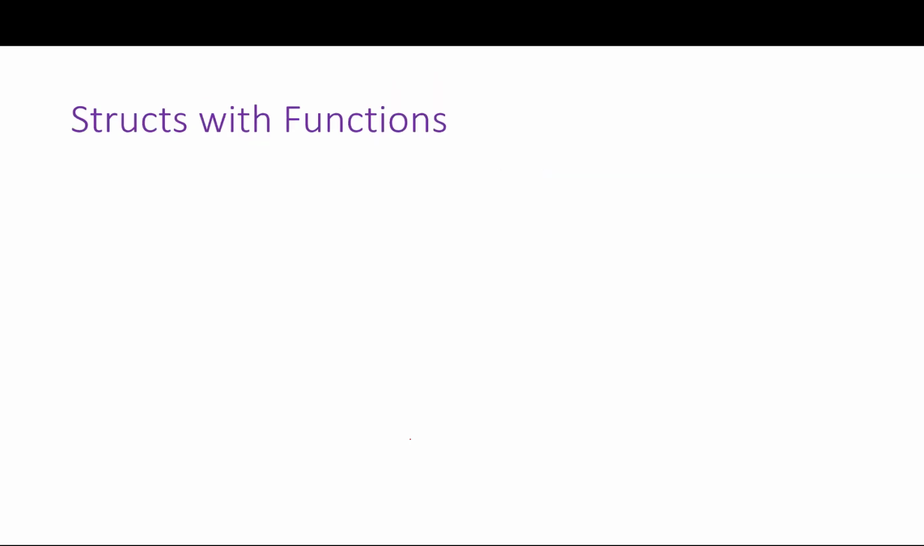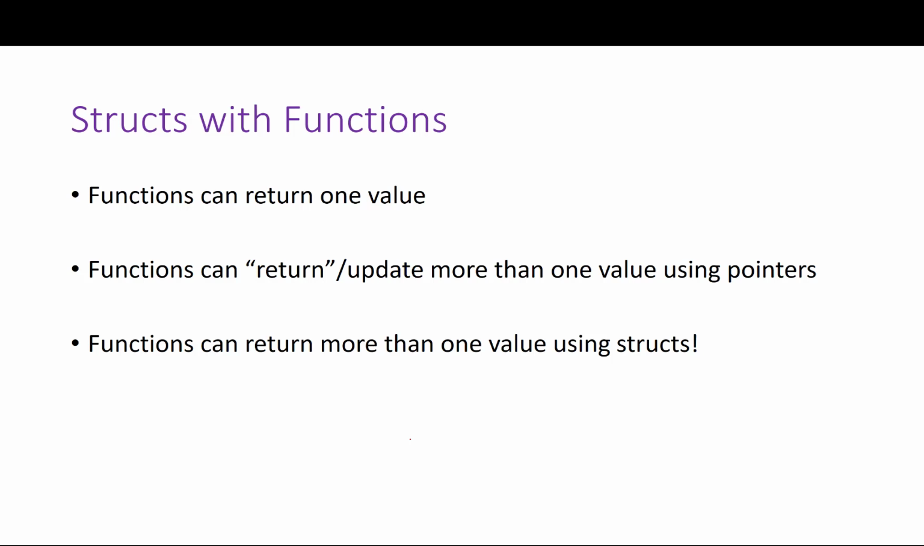Now let's look at structs with functions and how we actually deal with structs with functions. Before, we saw that we can deal a lot with functions if I'm just having a variable, right? Sending as many variables as I can to the function, but finally I can return one value, right? And then when we dealt with pointers, we found that we can send as many variables to a function, and then finally we can't say return, but we are updating in the memory as many variables as we need, right?